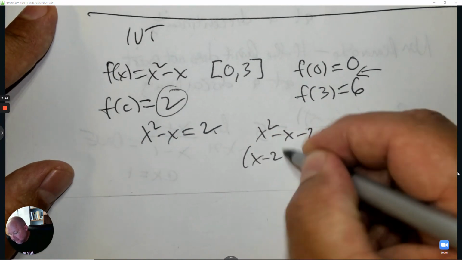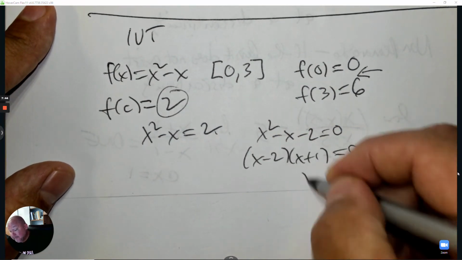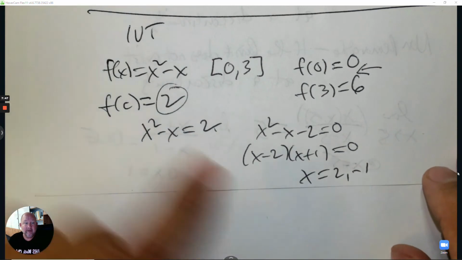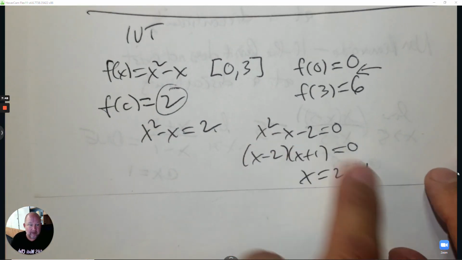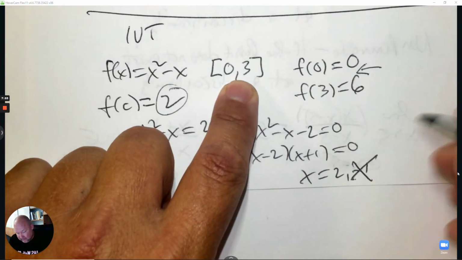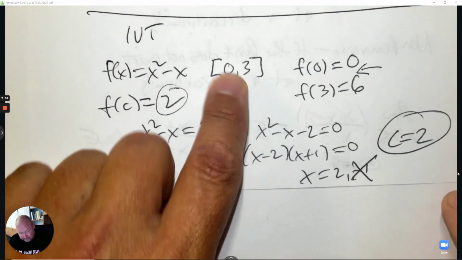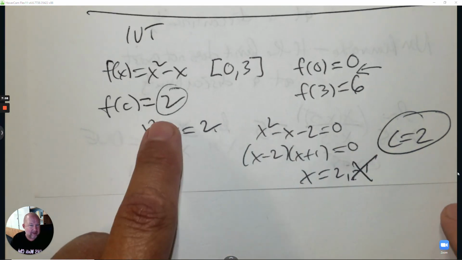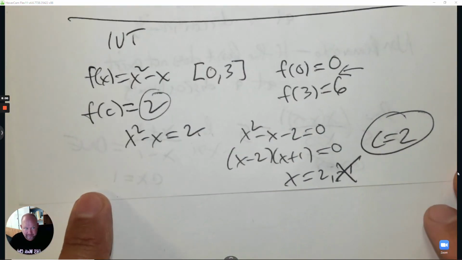I'm going to factor it. Now we've got to be careful here. So when I solve it, I factored it, positive 2 and negative 1, the interval goes from 0 to 3. So I'm going to cross out negative 1 because it's not in the interval. And so at what c value does it give me that answer that fits this? And the answer is 2.